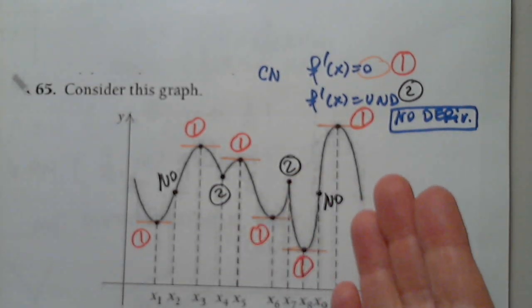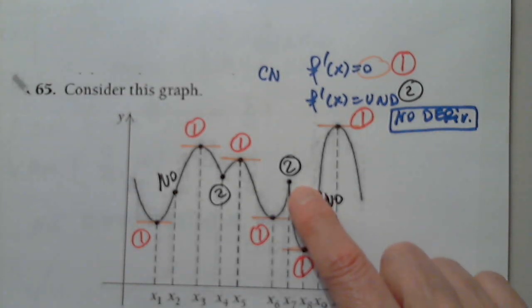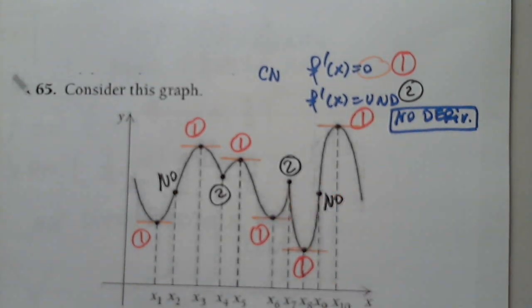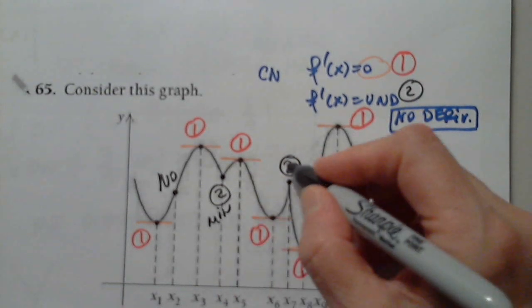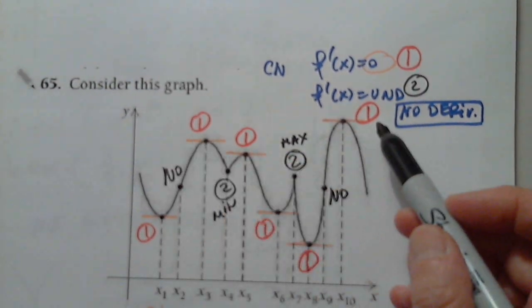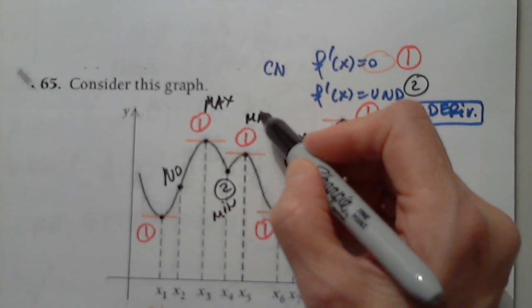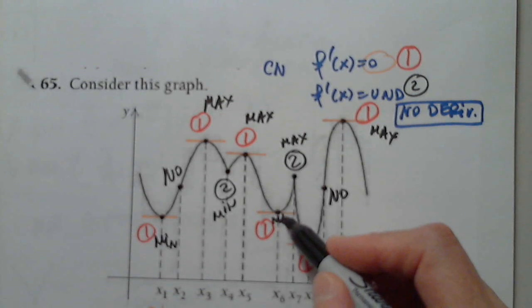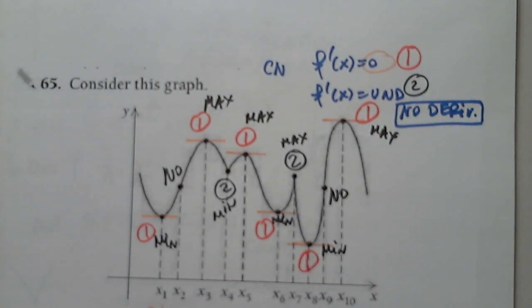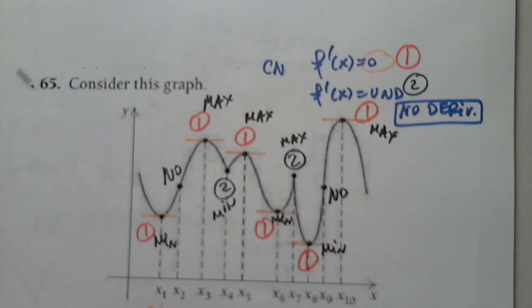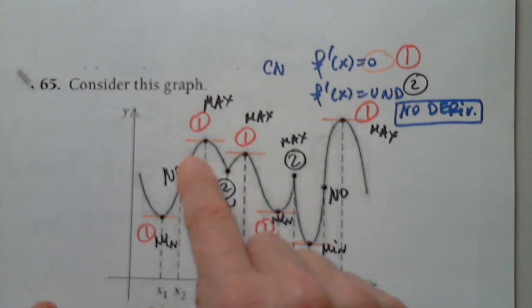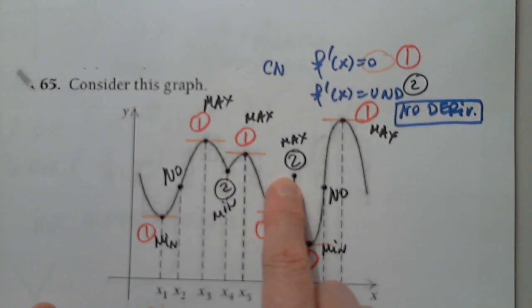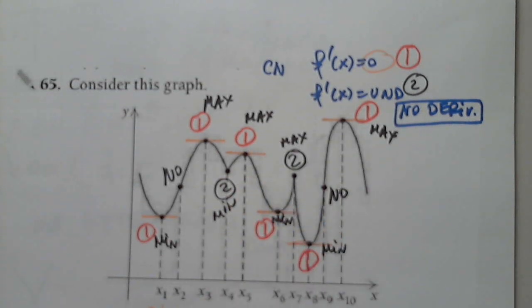We know that this one is a critical number. The derivative doesn't exist, but it doesn't mean that the function doesn't have a max or a min. Is it a max or a min? Max. Exactly. So this is a min, this is a max, and these are max, max, max, max, min, min, min. Awesome. So that's how we know when the function has a derivative that is 0 or undefined. That's when we know the function has a max or a min.